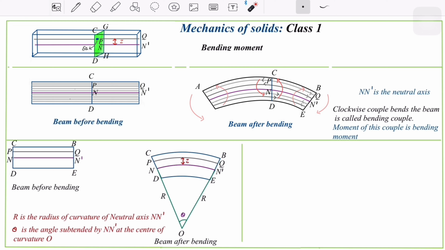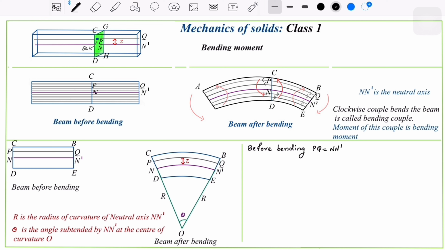Now let us assume that R is the radius of curvature of the neutral axis N dash, and theta is the angle subtended by the N dash at the center of curvature O. R is the radius of curvature of the neutral axis N dash.